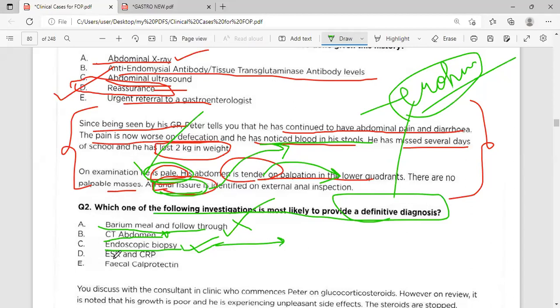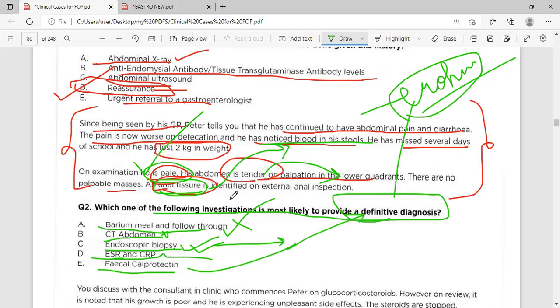What about ESR and CRP? As I said, ESR and CRP usually increase in Crohn's disease, but they also increase in other inflammatory disorders, so they are not very specific. It is not definitive. It could be used as a screening investigation. Fecal calprotectin, even though it increases in inflammatory bowel disease, cannot differentiate between ulcerative colitis and Crohn's.